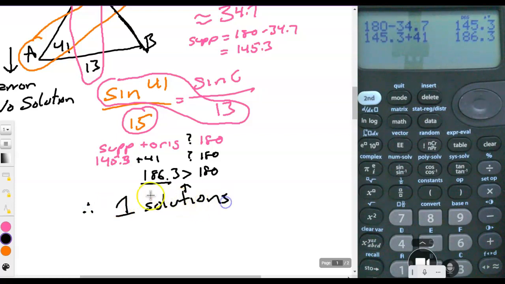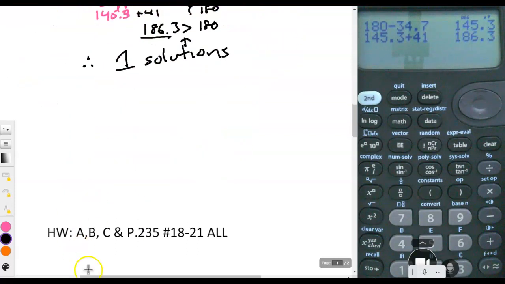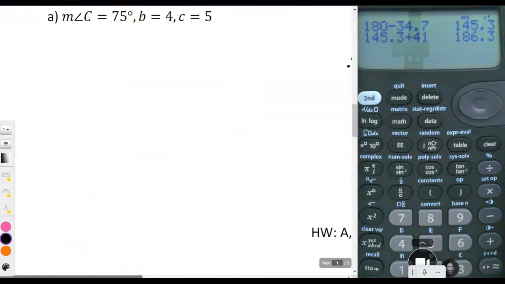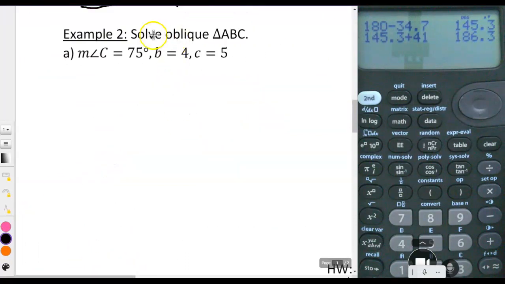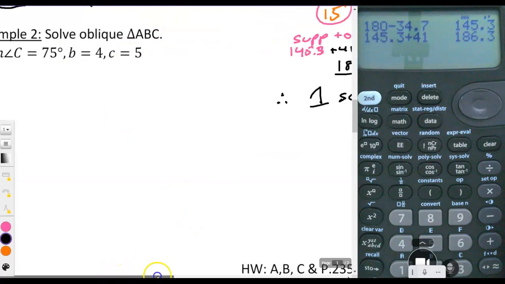Now some of the problems will say how many solutions there are, and at that point you just stop. And you can see on the next problem down it says solve. So if it says solve the triangle, that means you find not just the first angle or how many solutions there are, but you find everything. So the directions are important.